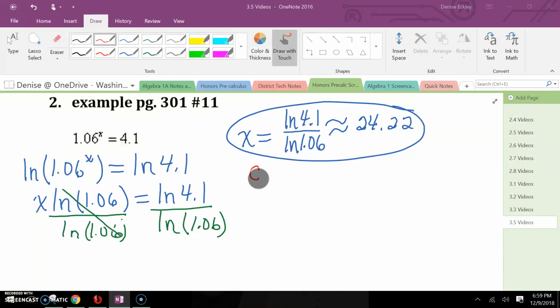But if I want to check it, what I'm going to do is put that decimal equivalent in. So I'm going to take 1.06 and raise it to the 24.22. And when you put that in your calculator, you get about 4.10. So the solution is correct.